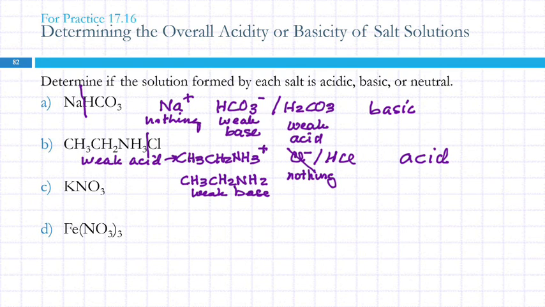KNO3. Okay, this is a nicer ionic compound, right? We've got K plus and we've got NO3 minus. Is K plus related to a strong base or a weak base? Strong one, KOH, right? So that's not going to do anything. And NO3 minus is related to a strong acid. So this is going to be so weak that it can't do anything. So that one's going to be pH neutral.